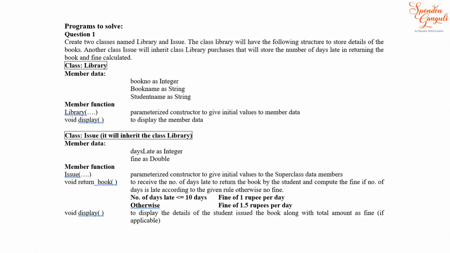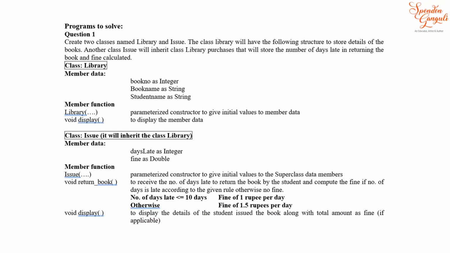First program, you can see here, given question 1, two classes named library and issue are there, where library is the base class having data members book number, book name, student name, and it has a parameterized constructor and a display method. Further, we have another class named issue. It will inherit the library class. It will have its own data member, number of days late, to hold the number of days late, and fine that will be calculated. Naturally, child class issue will also have a parameterized constructor.